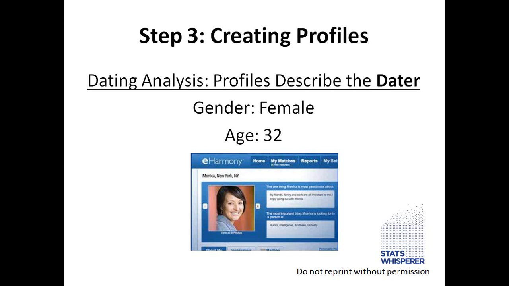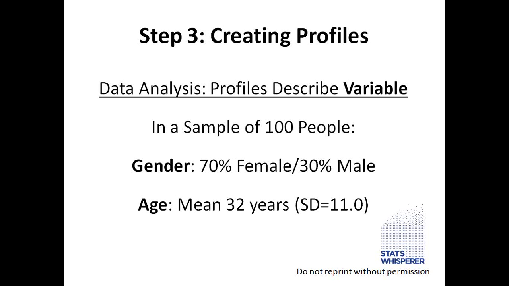So in the dating analysis, you would have a profile of a dater, one person. If this is our dater and that's their profile on eHarmony, you would describe the characteristics of that one dater: gender, female, age 32.